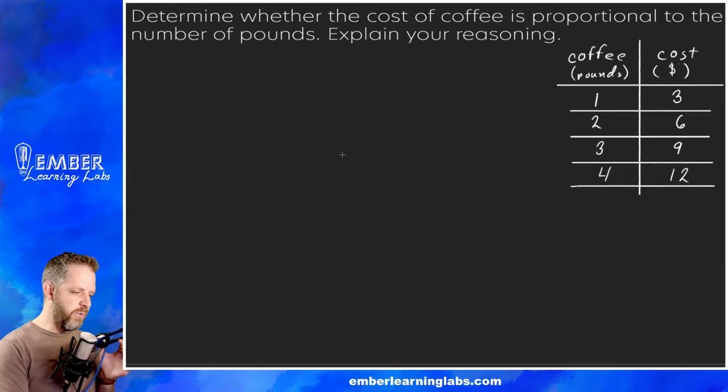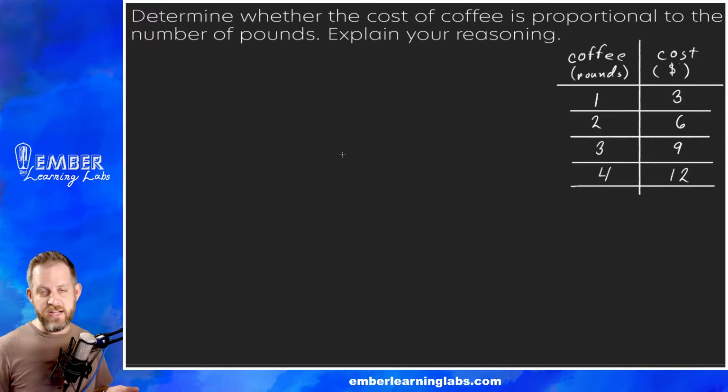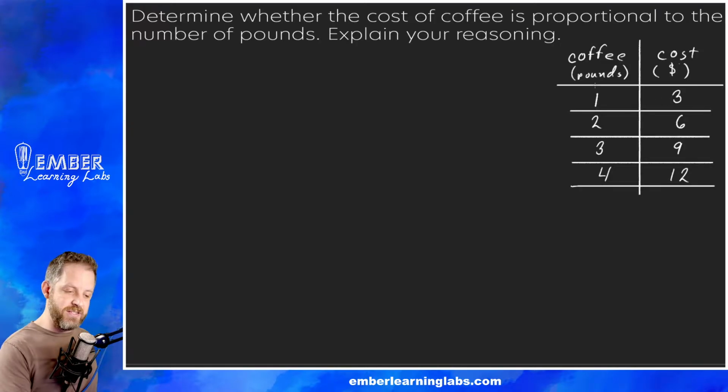So we're going to determine whether the cost of coffee is proportional to the number of pounds. Explain your reasoning. Okay, so what we need to know is if each one of these rates are the same. So this first one is kind of our baseline, right? It's 1 to 3. So does 2 to 6 equal 1 to 3? Yes, in fact, it does.